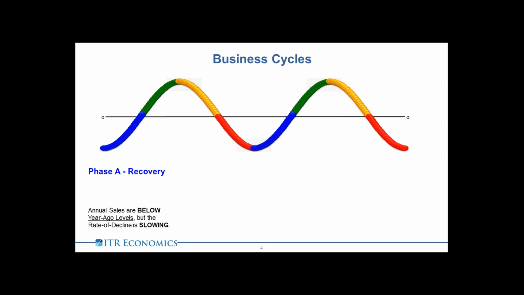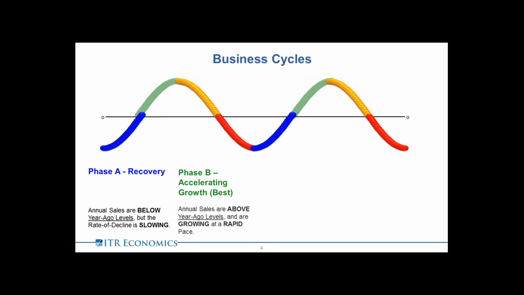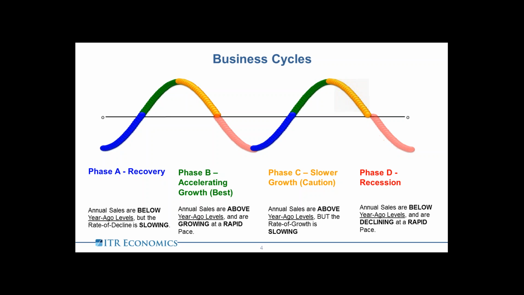The second phase is phase B. That means B is for best, so it's the best phase of the business cycle. And that's when annual sales are above the year-ago levels and are growing at an accelerating pace. Phase C is where most of the U.S. economy is in right now. That represents slower growth. That's when sales are above last year, but the rate of growth is slowing. And phase D is recession, when your sales are below year-ago levels and are declining at a rapid pace.